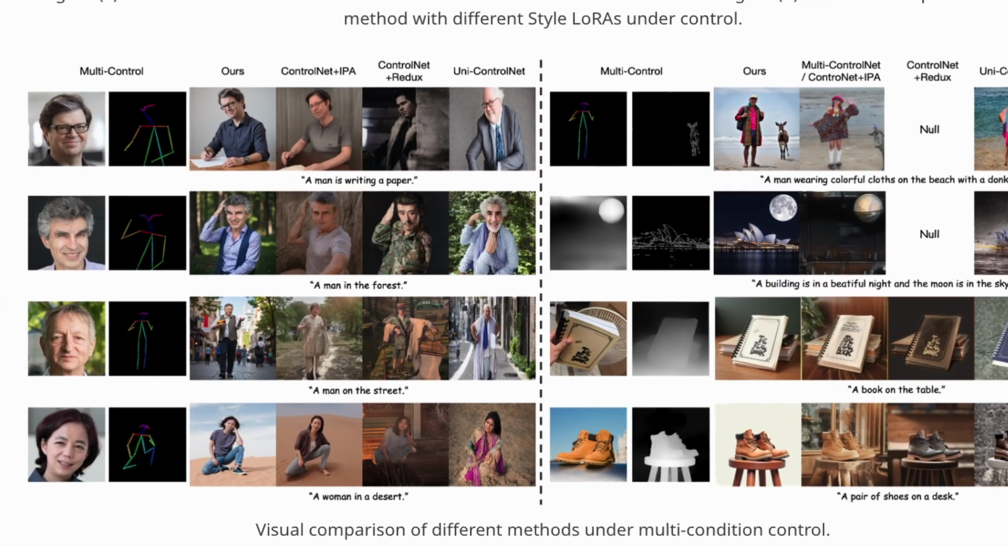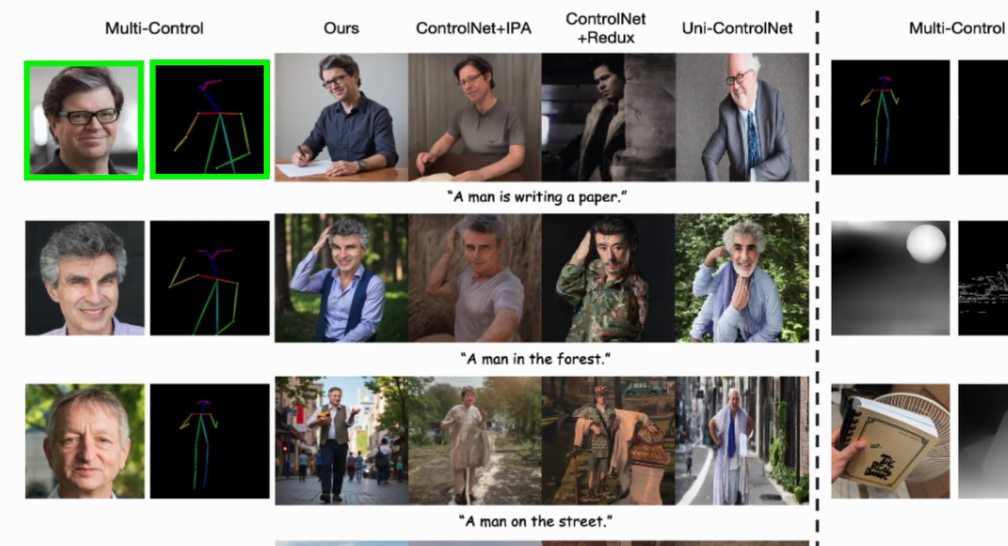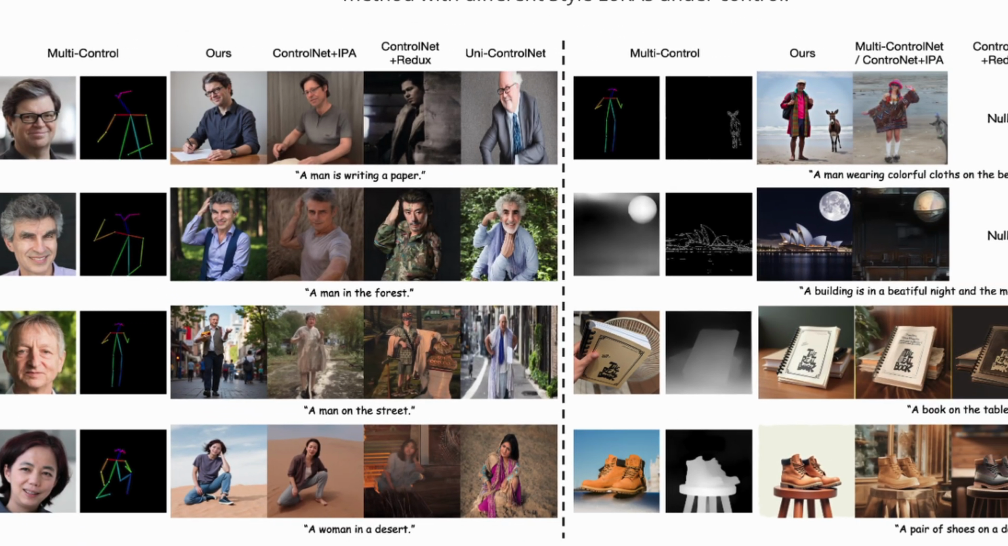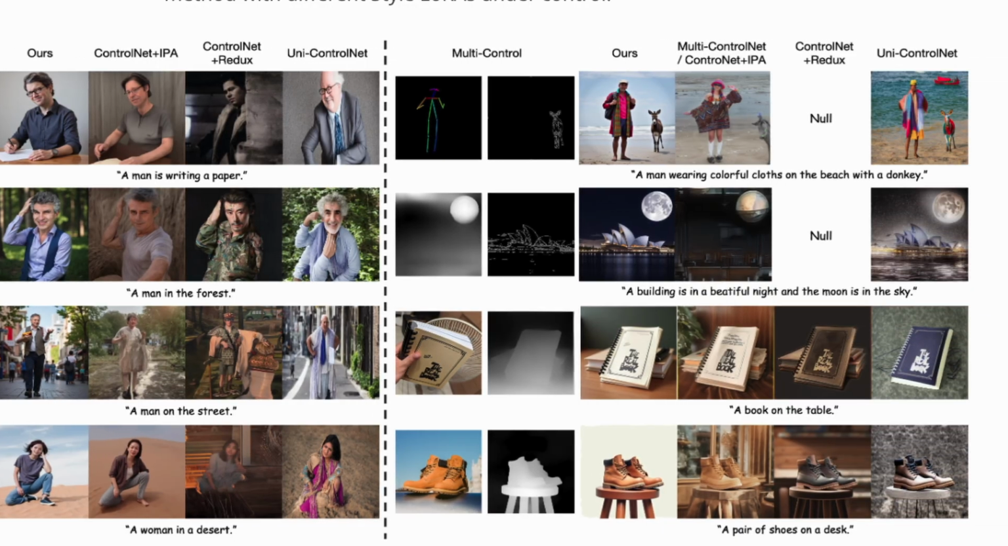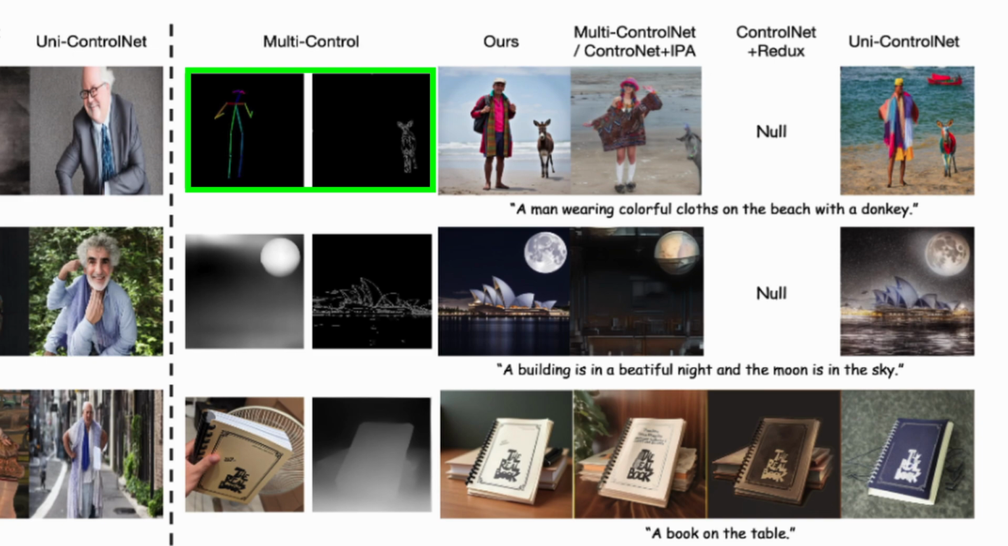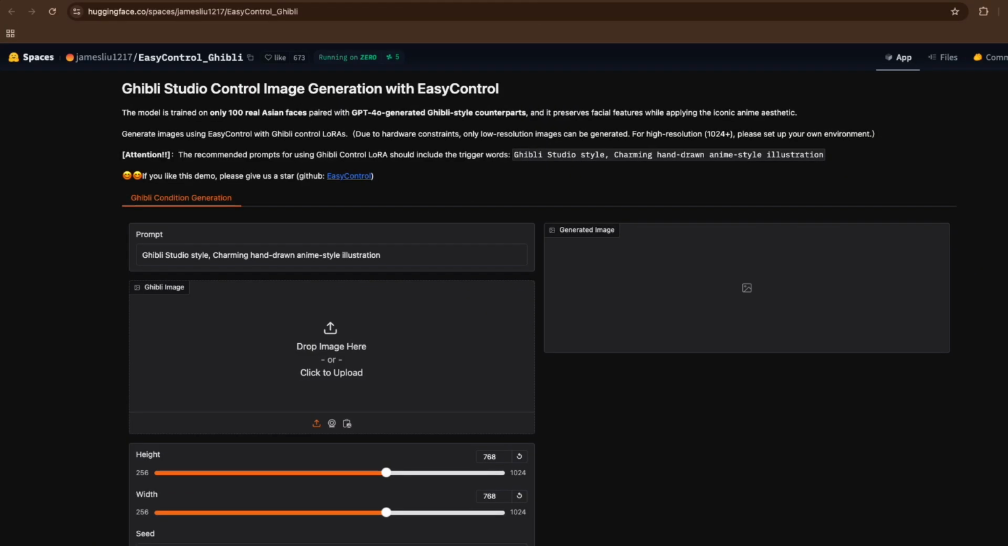The tool is amazing at handling poses too. When you give it an input photo and a pose skeleton, it's the only method that can accurately generate a photo of someone in that exact pose. It's great for face swapping and controlling character poses too. You can even get creative with it, like combining a human pose skeleton with an edge map of a donkey. Prompt it with a man wearing colorful clothes on the beach with a donkey, and get results that other methods just can't match.